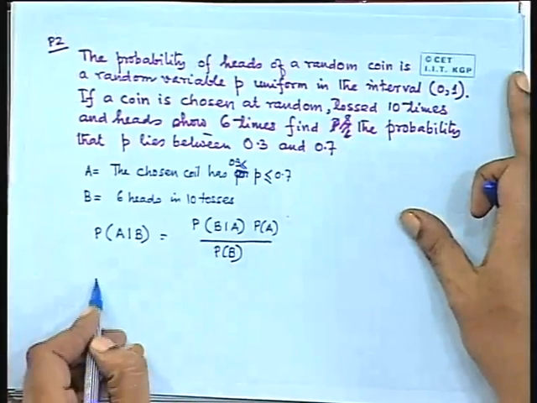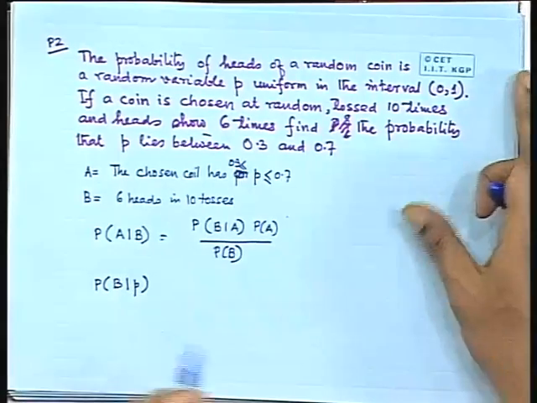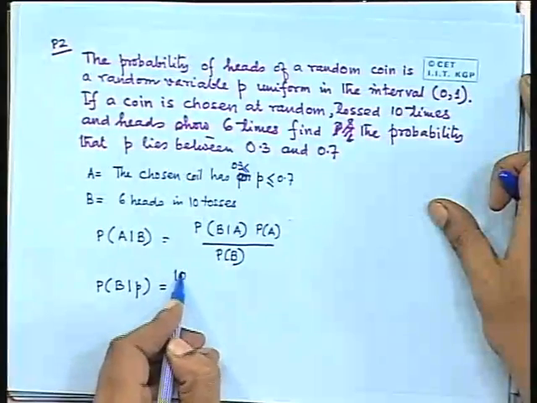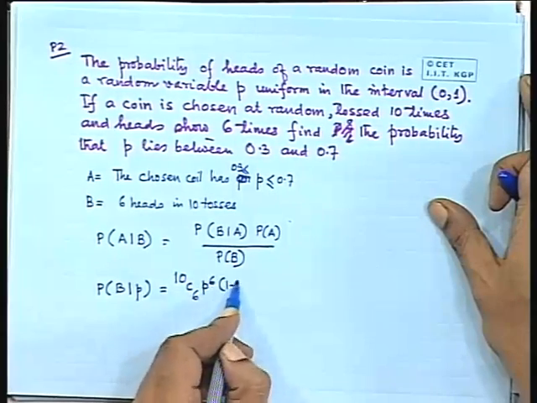So first of all, let us find out what is the probability of B given P. If we are told that the coin that you have chosen has probability P, then what is the probability of B? It is Bernoulli trials. So it is 10 C6 P to the power 6 (1 minus P) to the power 4.